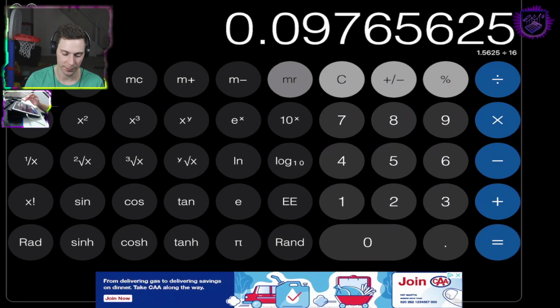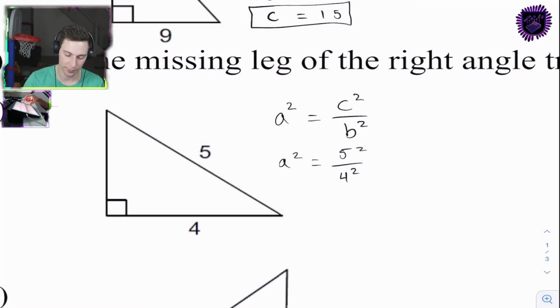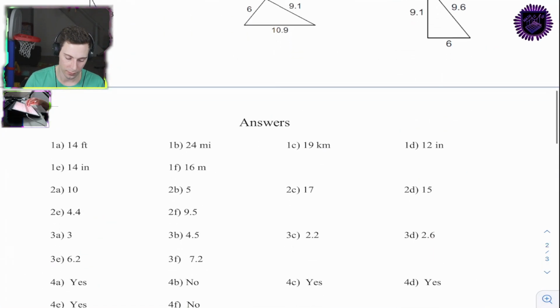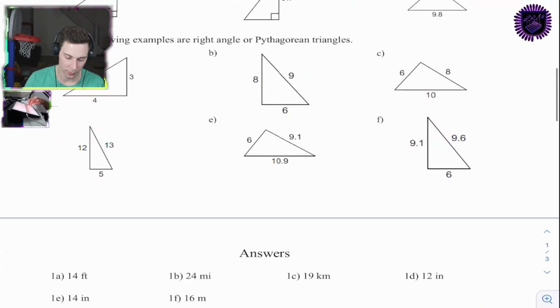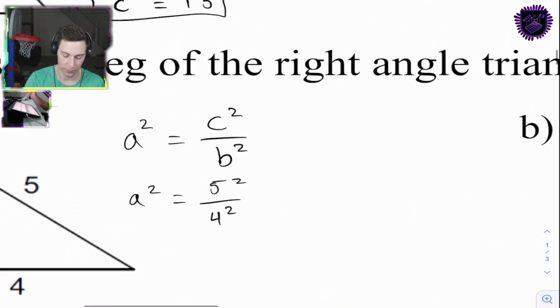That's not right. Hold on here. Yeah, that's what I thought. That formula is not right.